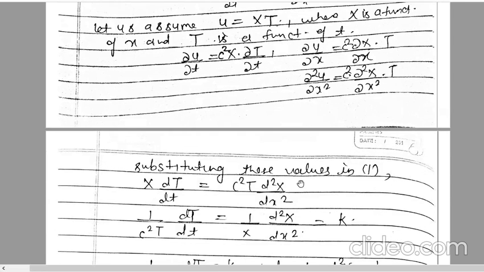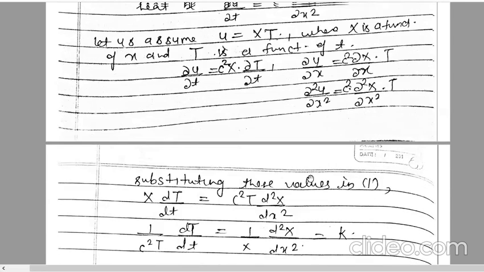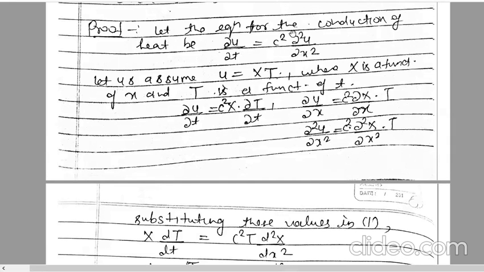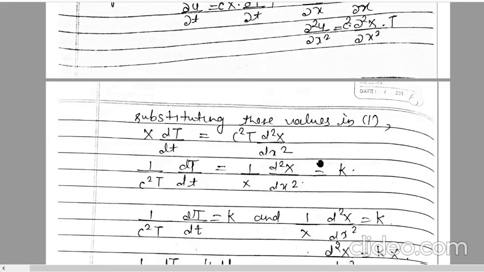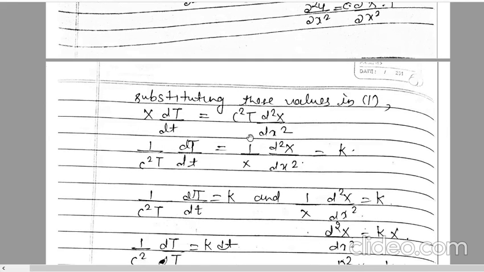Now, substituting these values in equation 1. So, this is your equation 1: ∂u/∂t is equal to c² ∂²u/∂x². Just write all these values here. Now you can see that we separate all these variables. That means the t variable will be on one side and the x variable on the other side. After separating these variables, we equate both of these expressions to a constant k.